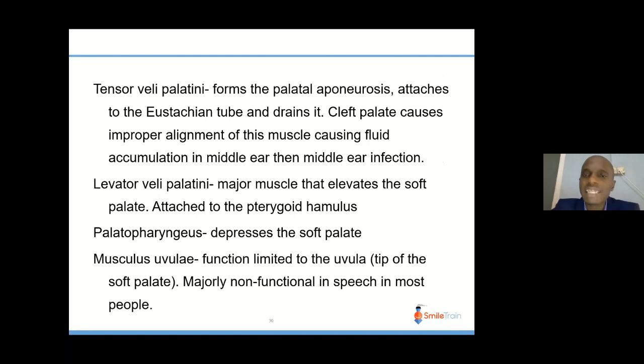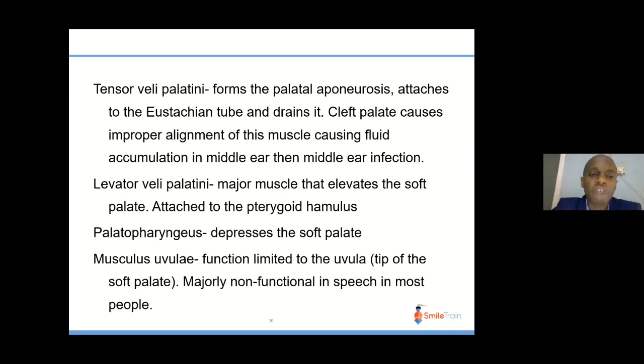The tensor palatini is attached to the posterior wall of the palate and also to the eustachian tube. It drains the eustachian tube. When this muscle is defective in cleft patients, it leads to middle ear infection. And the levator palatini is the major muscle that moves or elevates the soft palate. It is the major muscle that needs to be restored for speech. It is attached to the pterygoid hamulus. I'll still show you all this.